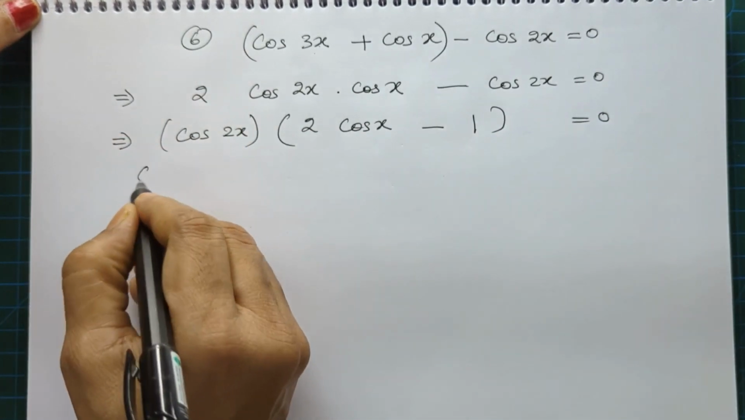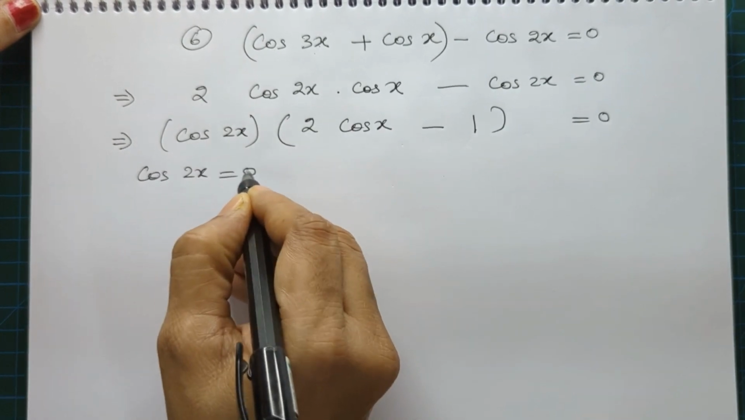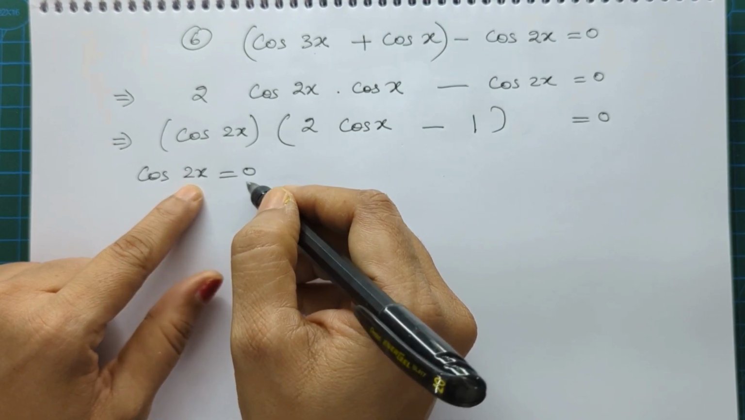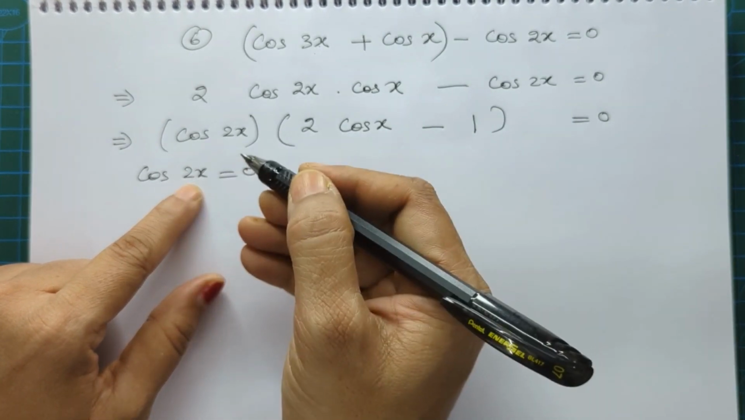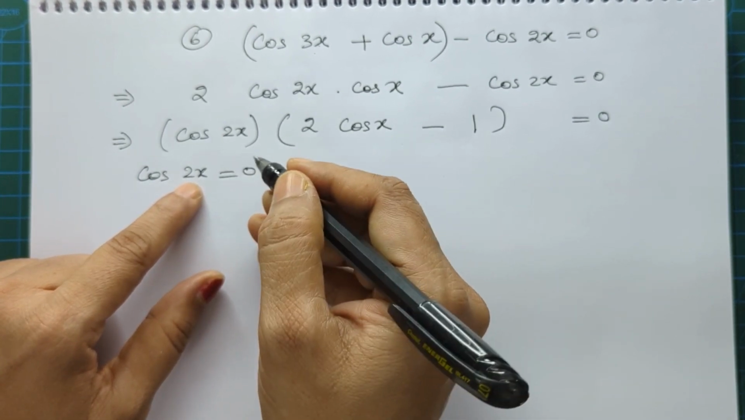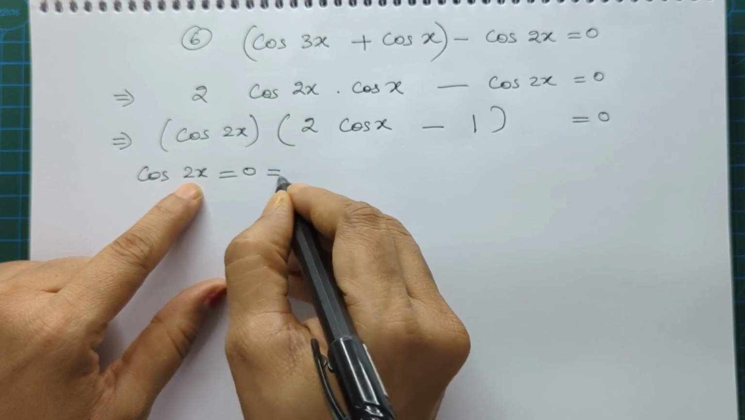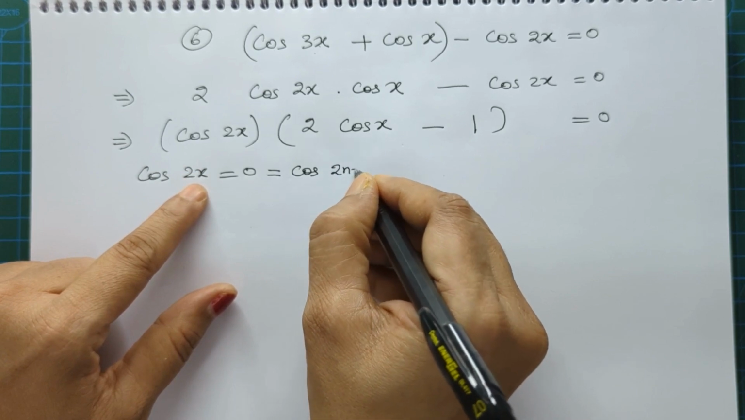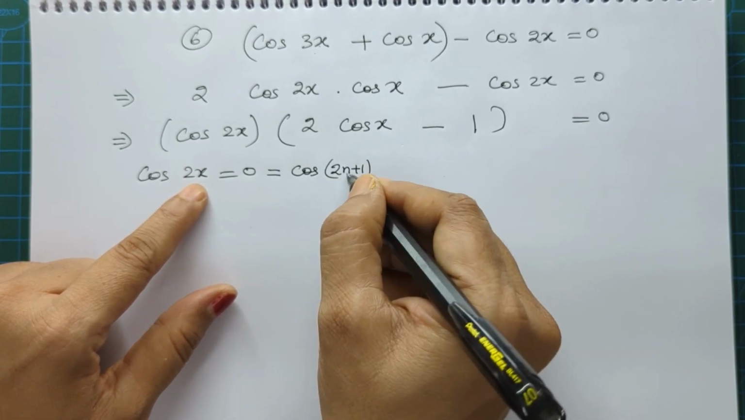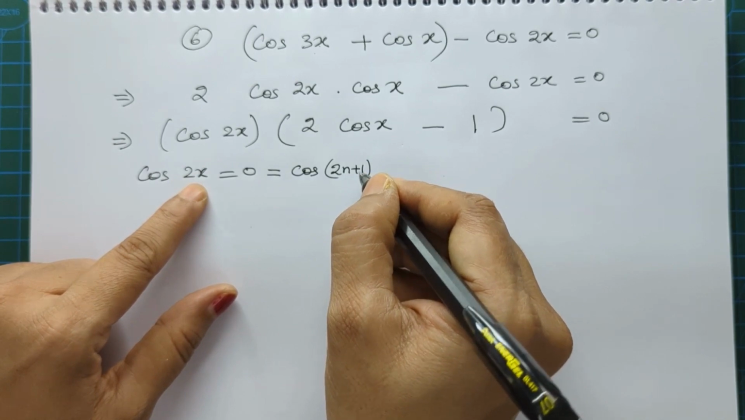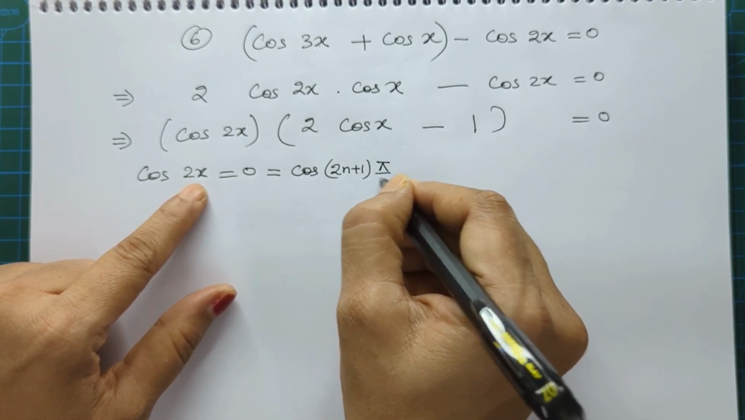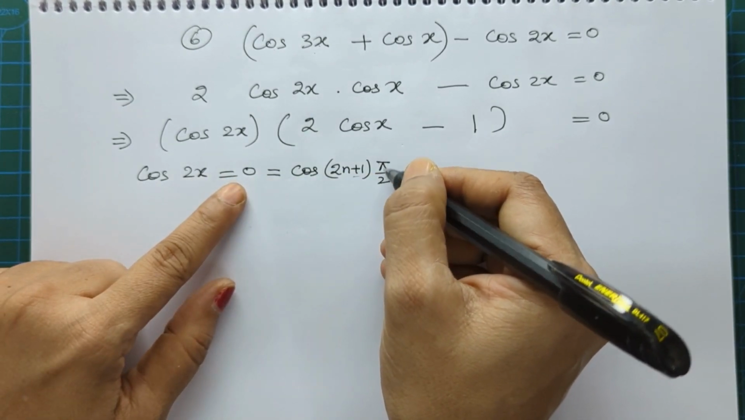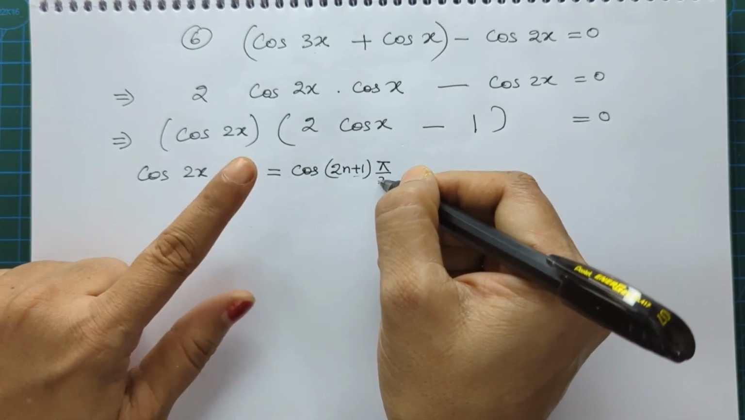When cos 2x is equal to 0, we have to think cos of which angle is 0. Cos pi by 2 is 0, cos 90 is 0. In that case, cos of odd multiples of pi by 2 is also 0. So we will write this as cos of odd multiples of pi by 2, means 2n plus 1. This number is called odd number. 2n is even, 2n plus 1 is called odd. So odd multiples of pi by 2 is 0. Pi is 180, 180 by 2 is 90. So odd multiples of 90 is 0.